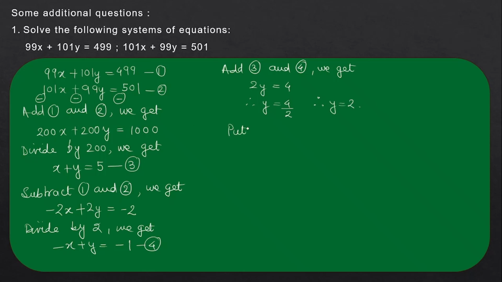Now, this value of y we can put in either of equation 1, 2, 3 or 4. We put this in equation 3. Therefore, x plus 2 is equal to 5. We get x is equal to 5 minus 2, which is x is equal to 3. Therefore, the pair of equations given, the solution becomes x is equal to 3 and y is equal to 2. I hope this method is understood, and we have applied elimination method after reducing the special case of the equations by first adding them and by then subtracting them. Let's see the next question.